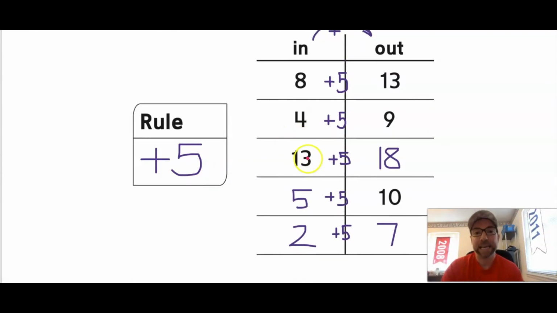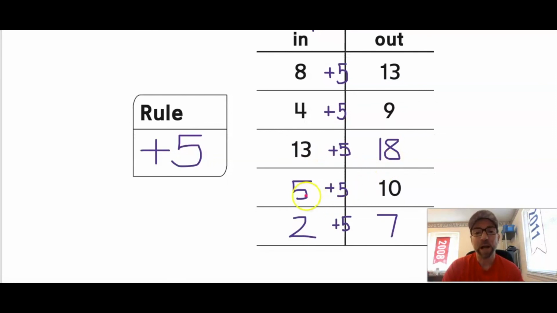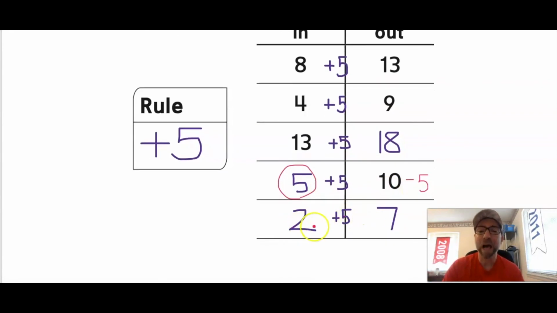All right, let's see. I had 13. My rule is plus 5. 13 plus 5 is 18. For this one, I was missing my inbox, so I thought the opposite of plus 5 is minus 5. 10 minus 5 will give me 5. And 5 plus 5 gives me 10. And then the last boxes were empty because you get to make up your own. I chose the number 2. 2 plus 5 equals 7.